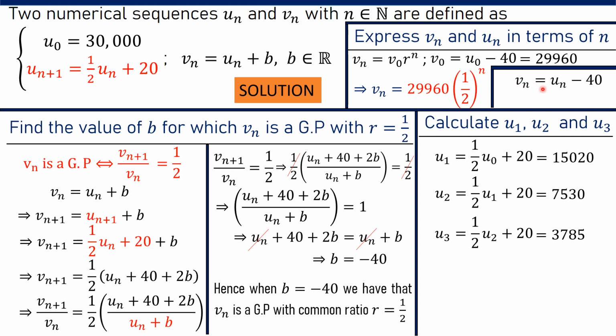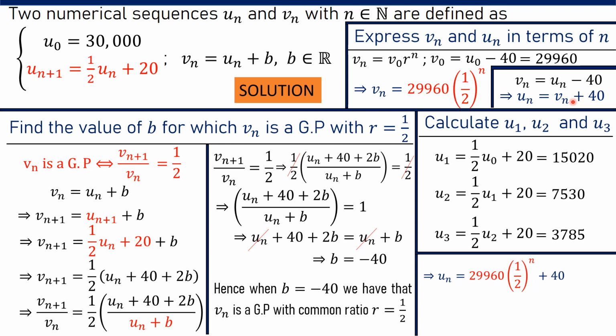Since our vn is equal to un minus 40, it means that our un is equal to vn plus 40. But we know what vn is. Our vn is 29,960 times half raised to the power n, and then we add 40 to it. From the two terms, we can factor out 40, and we get 40 into 749 times half raised to the power n plus 1.